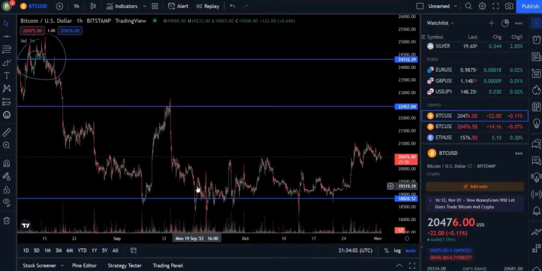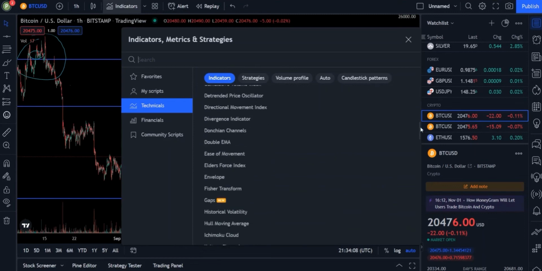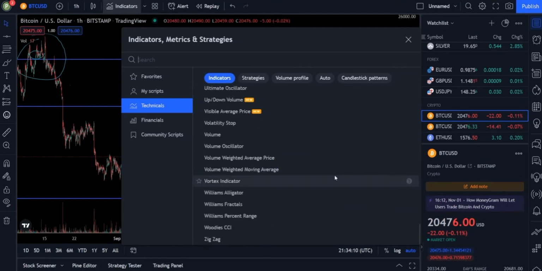So if you find yourself trying to learn all these indicators, there's tons. I mean, look at this. You can just keep scrolling all the way down here. There's tons of indicators. You do not need all of them. Those are basically all the indicators that you're ever going to really use: the moving averages, exponential moving averages, VWAP, Bollinger Bands, RSI, and then the MACD. That's all you're ever really going to need when day trading.